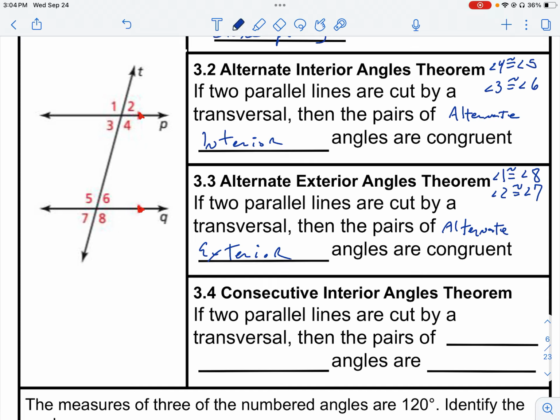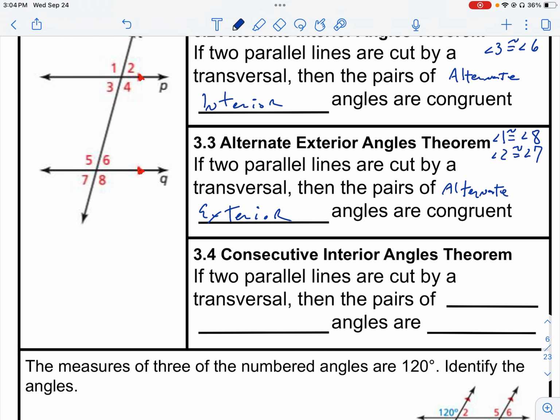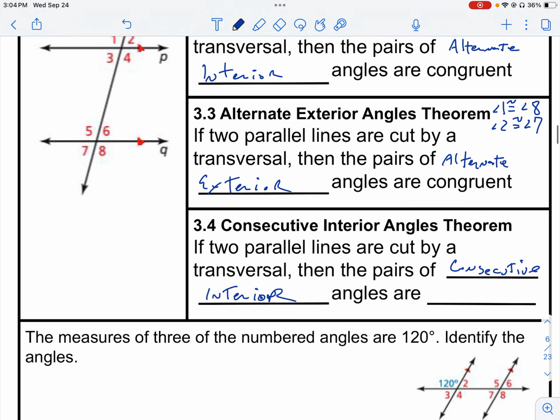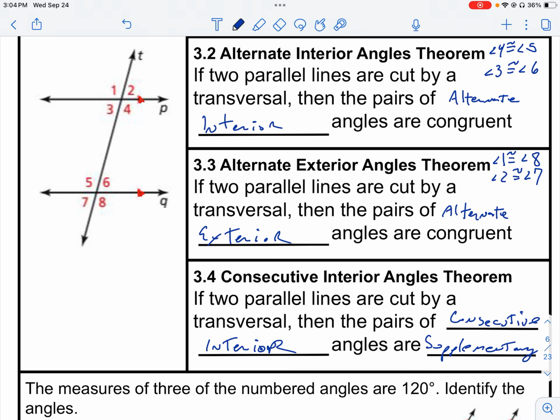All right, now the consecutive interior angles theorem: if two parallel lines are cut by a transversal, then pairs of, you guessed it, consecutive interior angles are not congruent. They are supplementary. Supplementary. Well, let's think about this.